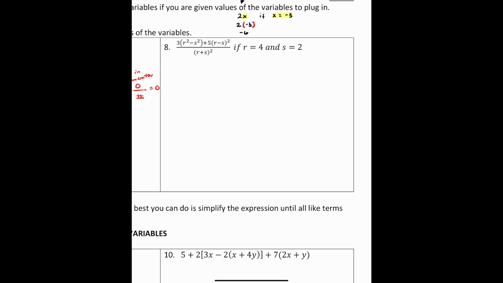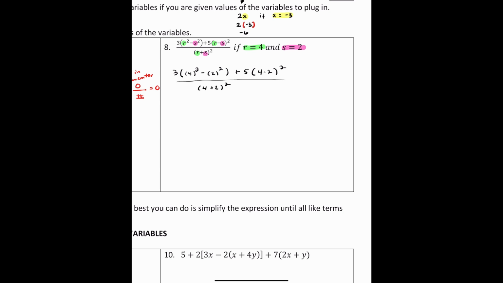Number 8, we have 3 times the quantity of r squared minus s squared plus 5 times the quantity of r minus s squared all over r plus s quantity squared, where r is 4 and s is 2. So I'm going to replace every r with 4 and every s with 2. So I have 3 times 4 quantity squared minus 2 quantity squared plus 5 times 4 minus 2 quantity squared all over 4 plus 2 quantity squared.